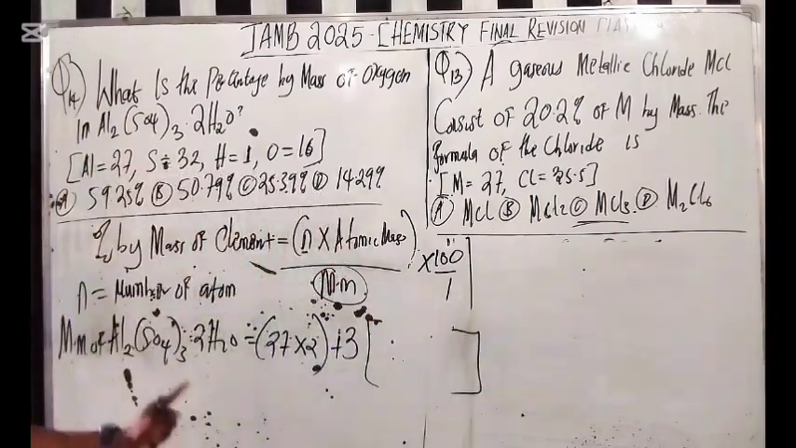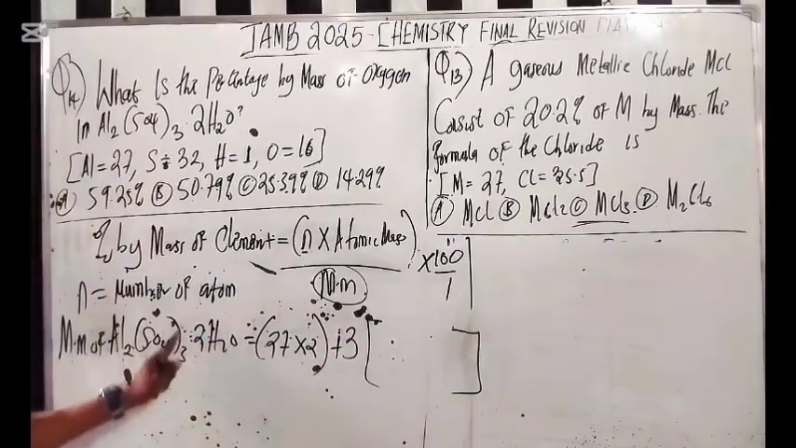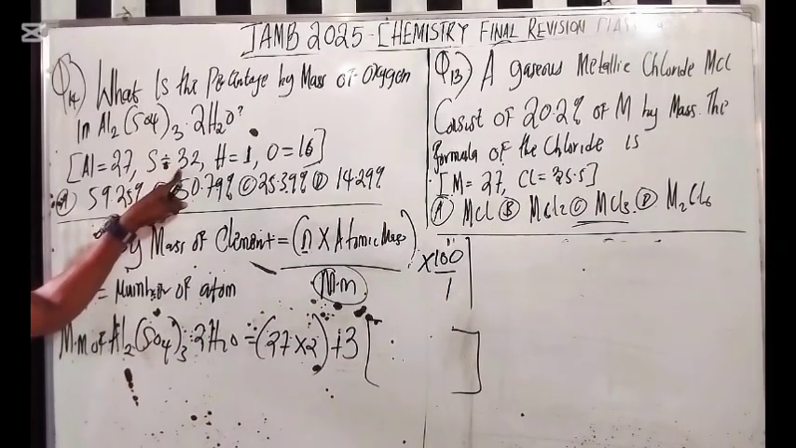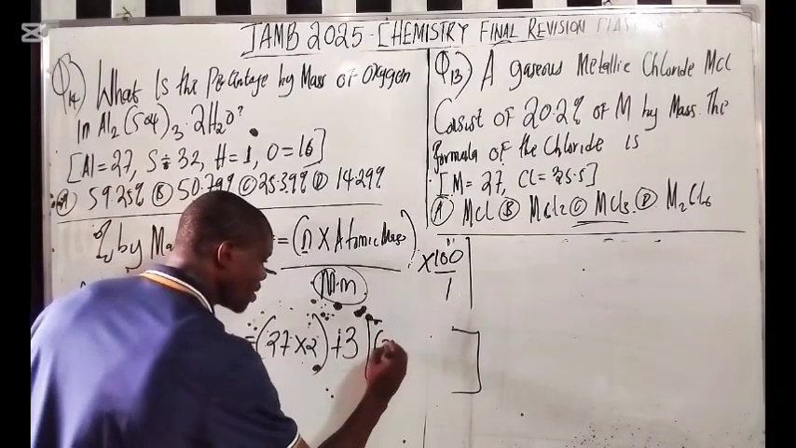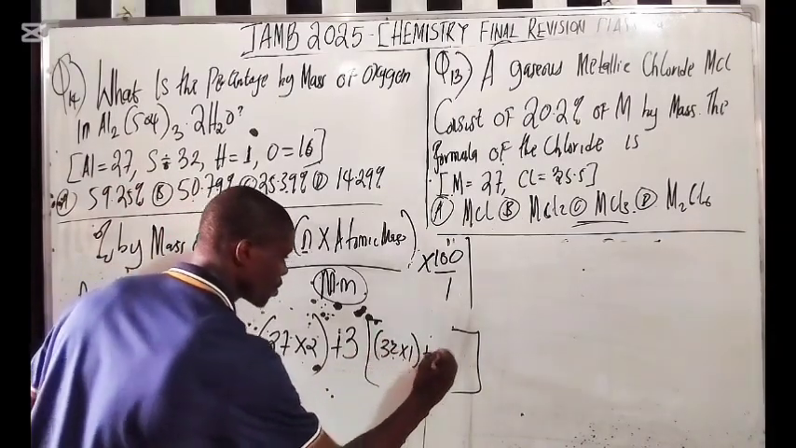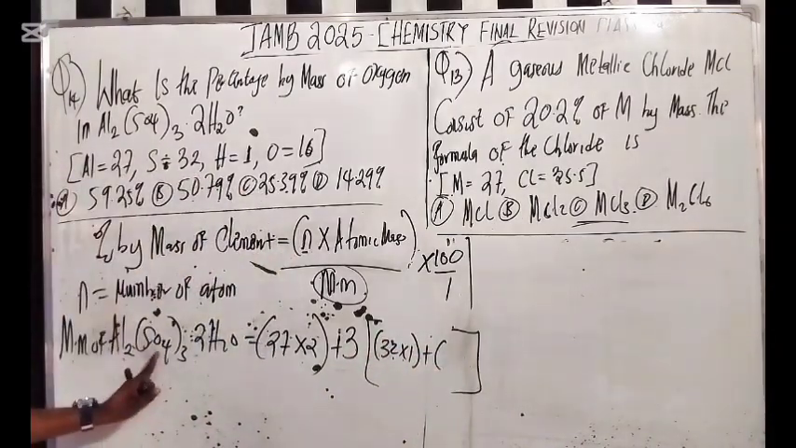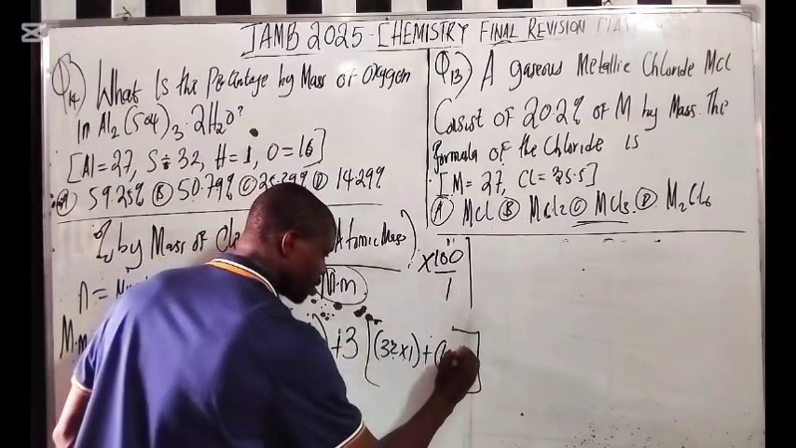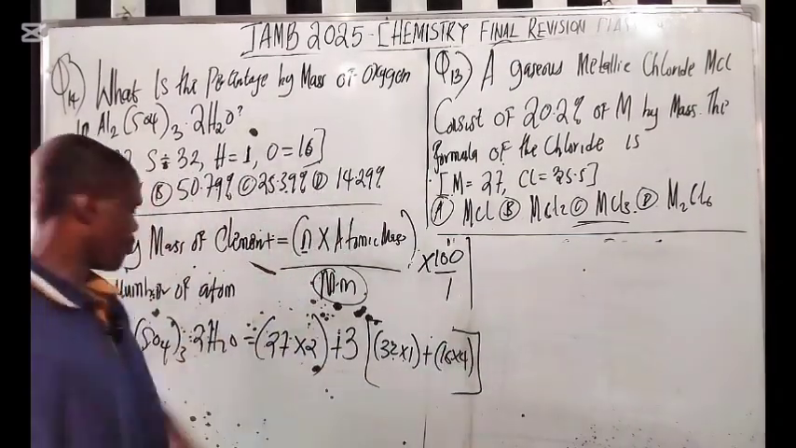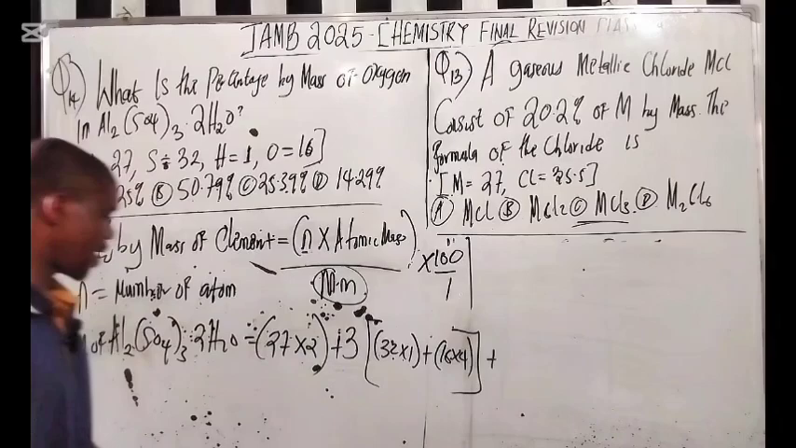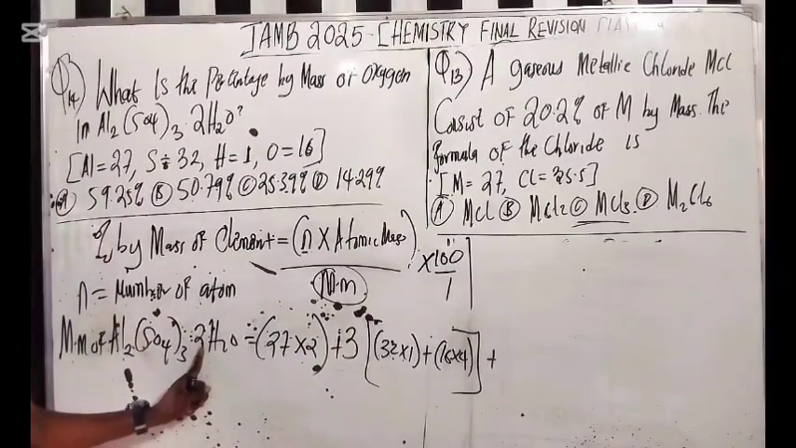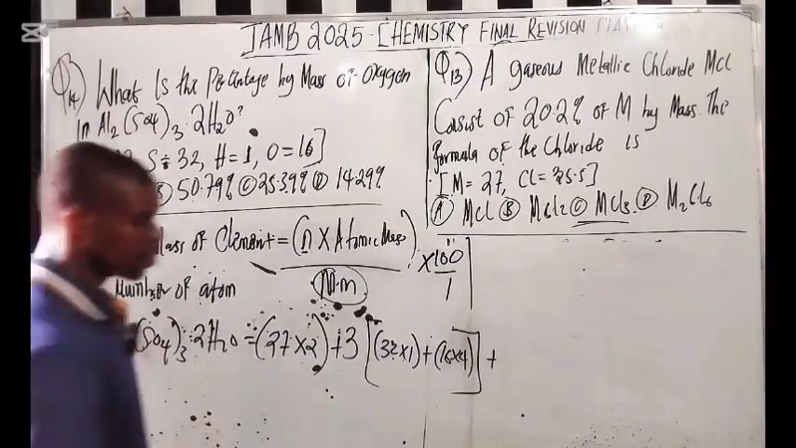Now, do you know the reason why they put square brackets here? Because this 3 is affecting all of this. Now, sulfur, what is sulfur? Sulfur is 32, so it's going to be 32 times 1, plus oxygen, which is 16, so it's going to be 16 times 4, right? Plus, this 2 is affecting water, so it's going to be 2.